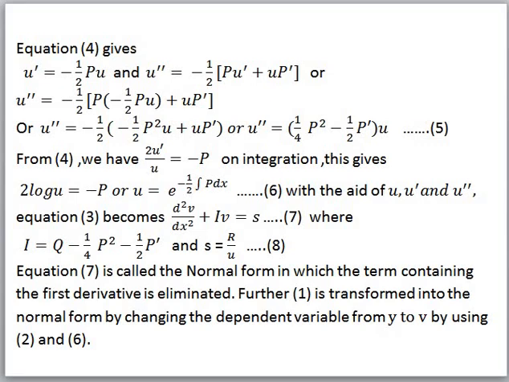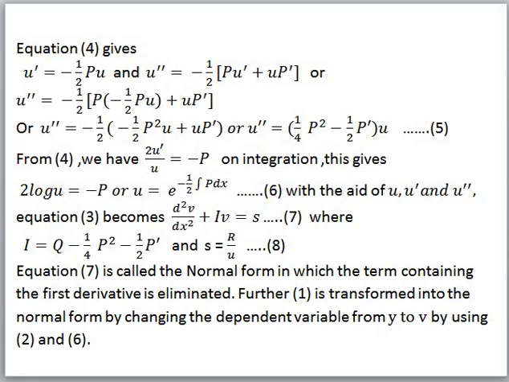From equation 4, we have 2 u dash divided by u is equal to minus p. On integration, since the numerator is the derivative of the denominator, this gives 2 log u is equal to minus integral p dx. We express in exponential form, u is equal to e to the power of minus 1 by 2 integral p into dx. We call it equation 6.